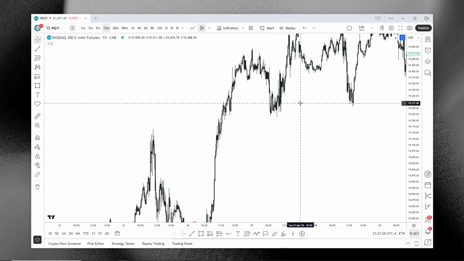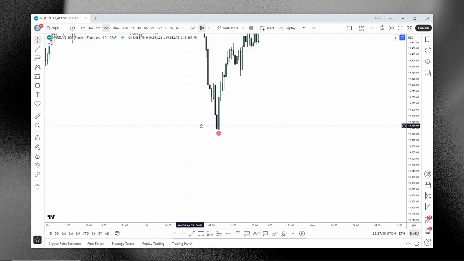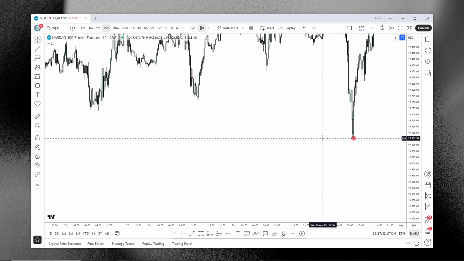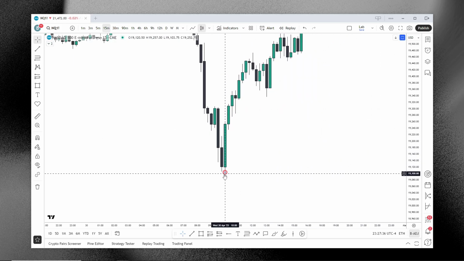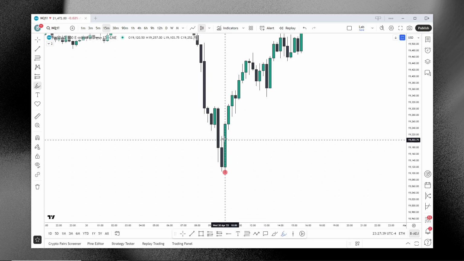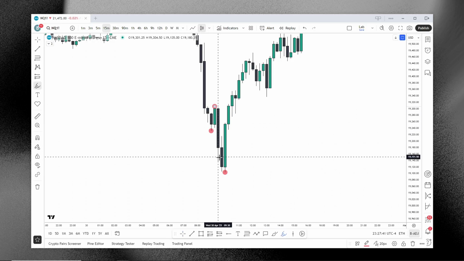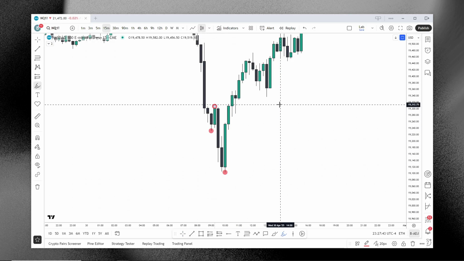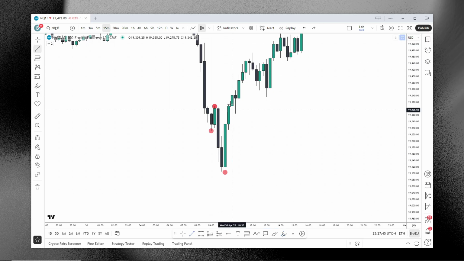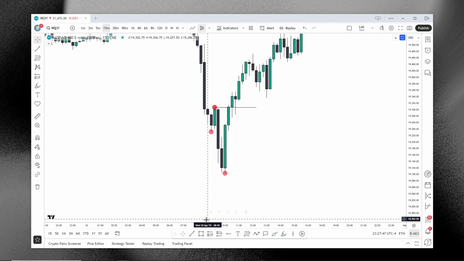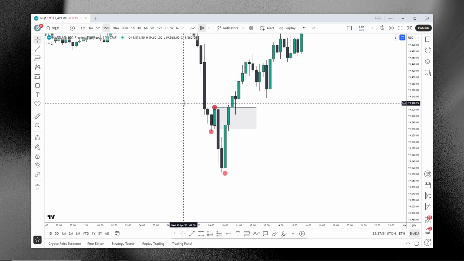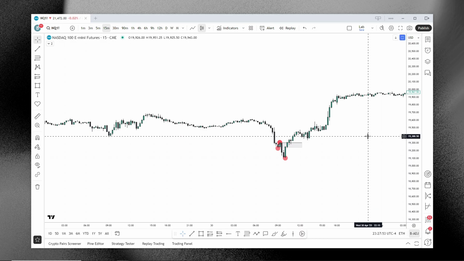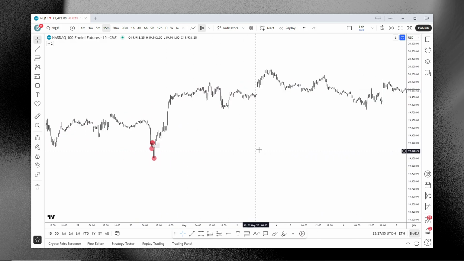Here's consolidation. And then here we have our manipulation of the accumulation, tagging into a 4-hour POI. Here's the 4-hour low. What do we see prior to that low getting put in? Swing low, swing high, lower low, higher high, forming your 15-minute breaker. I think that is all the examples.